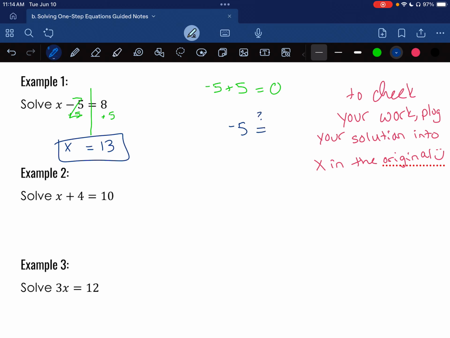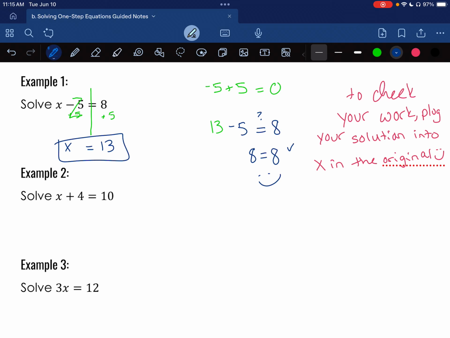So I'm going to take my solution here, which was 13. And I have 13 minus 5, and I want to know, is that 8? Well, let's do 13 minus 5. Yep, that's 8. 8 equals 8 is true, and so that's how I know that my solution is correct, because I got out that true statement. If I had gotten out like 45 equals 9, then we would know we made a mistake somewhere, and we could go back and look for that.